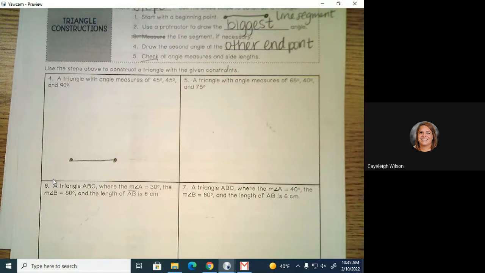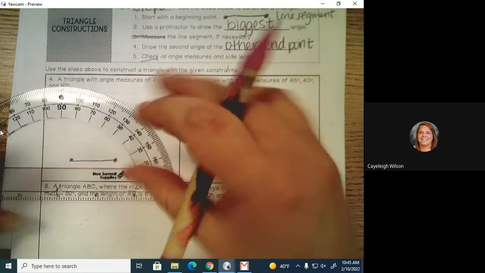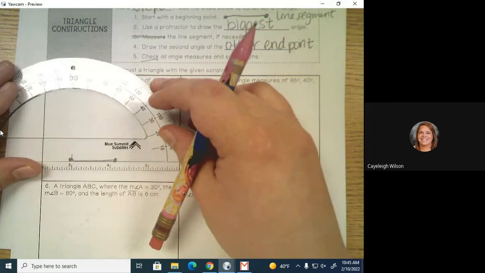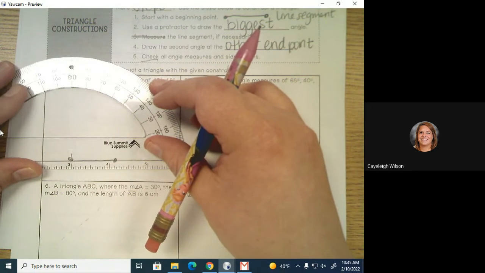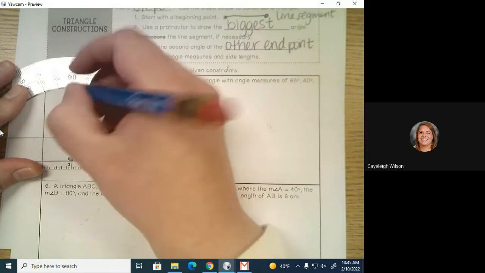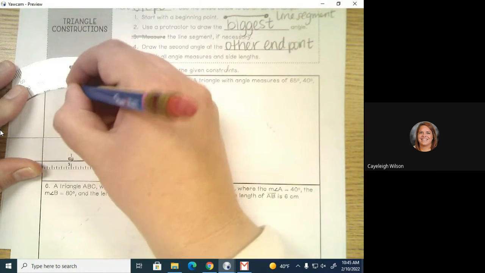Now, it says that I'm first going to graph the biggest angle. So 45, 45, 90. Which one is the biggest angle? 90. So I'm going to put it on the left side, and I'm going to line it up here, and I'm going to draw a 90-degree angle. So I'm going to go to 90 and put my little mark here.